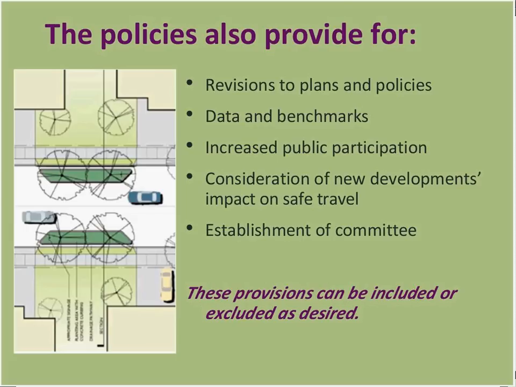Some of these provisions include things like requiring agencies to revise existing plans, policies, and street design templates so that they're accounting for the needs of all users, requiring that the community collect data on who's using the streets and establish some goals and benchmarks around increasing the use of streets by pedestrians and bicyclists and people with disabilities, and a number of additional provisions that I won't discuss in detail right now.